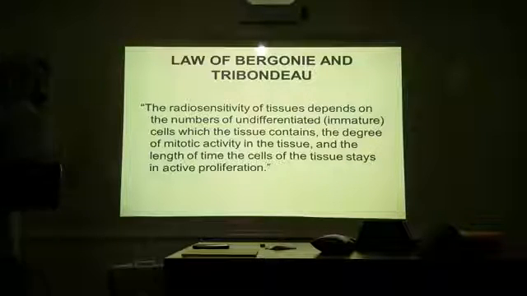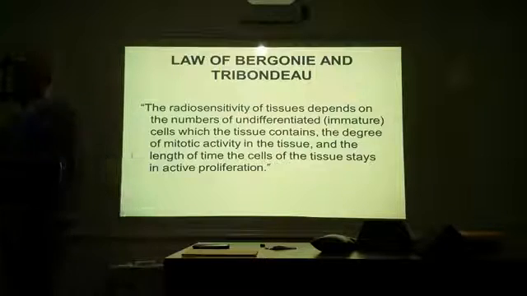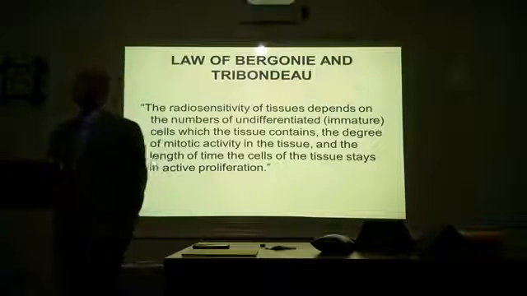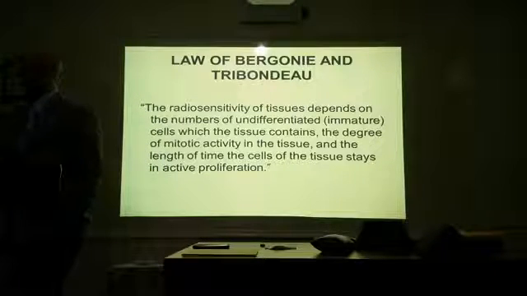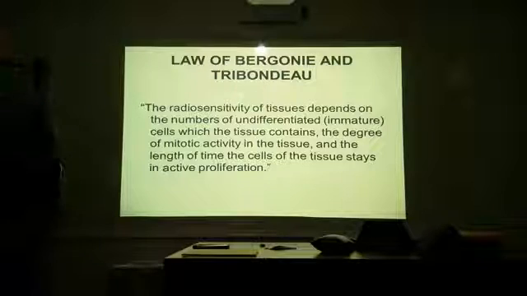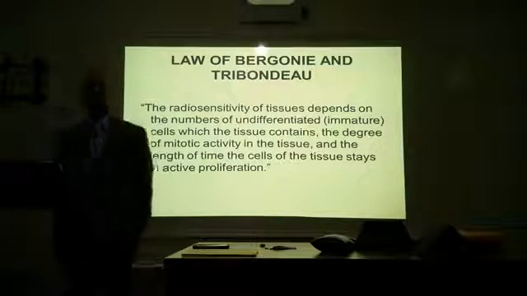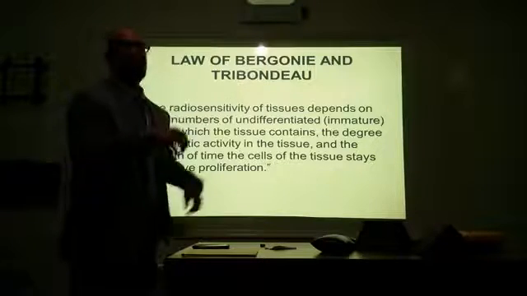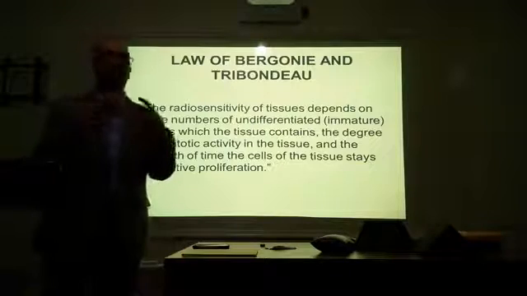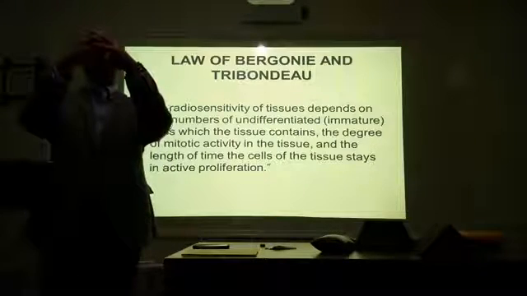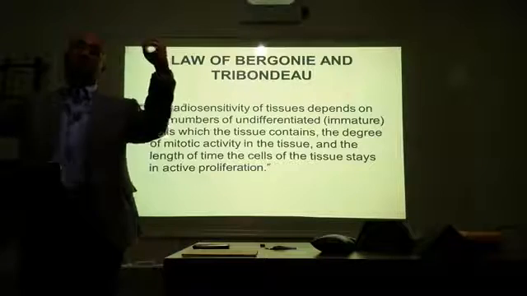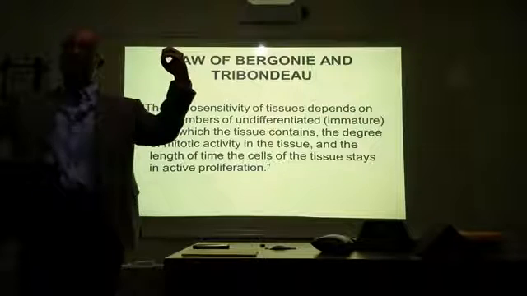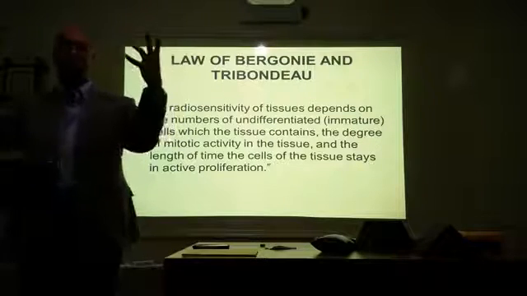Bergonié and Tribondeau: the radiosensitivity of tissue depends on the numbers of immature cells which the tissue contains, the degree of mitotic activity in that tissue, and the length of time that these cells proliferate. So it's not alone that we are concerned with rapidly dividing cells, but we're also concerned with how long it takes for them to divide. Is it going to take them a few seconds to divide, or a little bit longer? They're still highly mitotic, it's just some divide quicker than others.